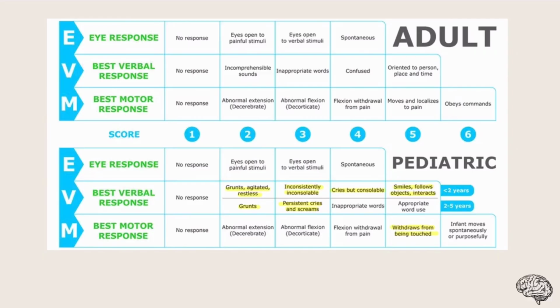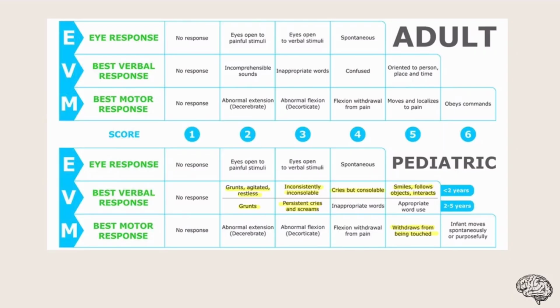The best indicator would be a child smiling, talking normally. That would be a score of 5. A child who is crying a little bit but can be calmed down would be given a score of 4. A child who is persistently crying and not consolable at all is given a score of 3. And if they're able to just make agitated noises, grunts, they're restless, but they're not crying, that would be given a score of 2. And if the child shows no response, it's given a score of 1.